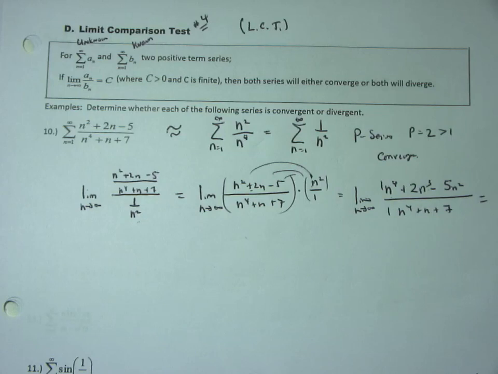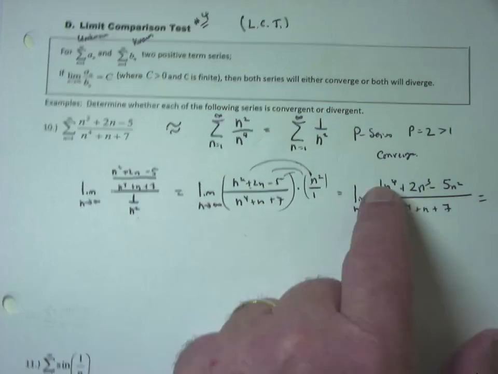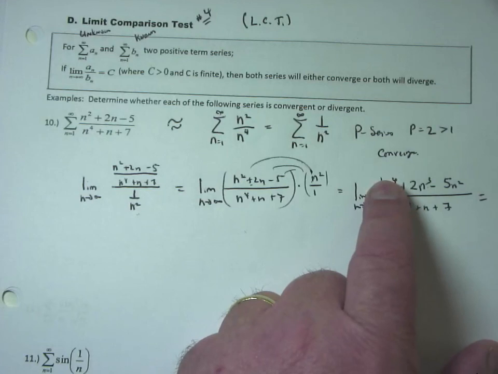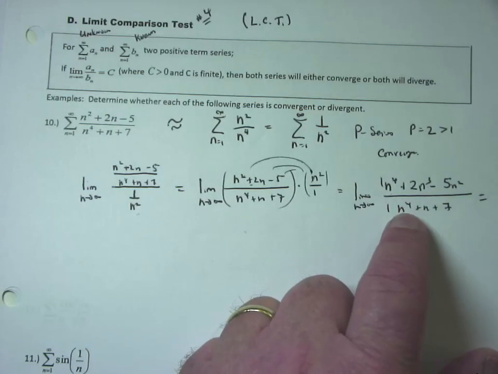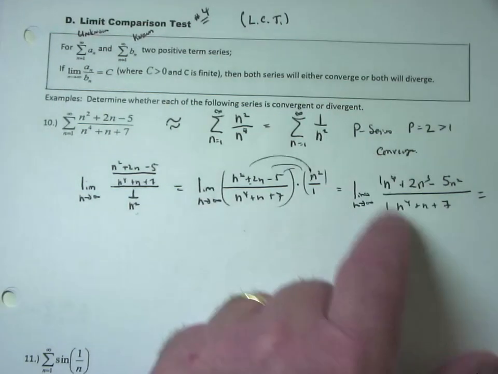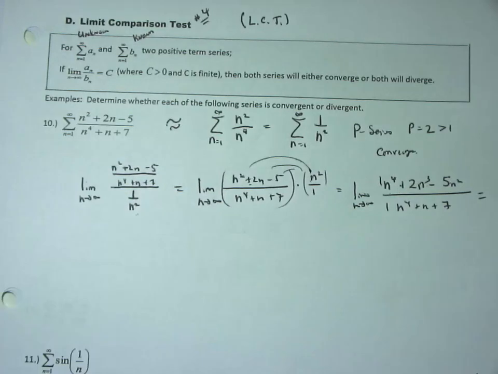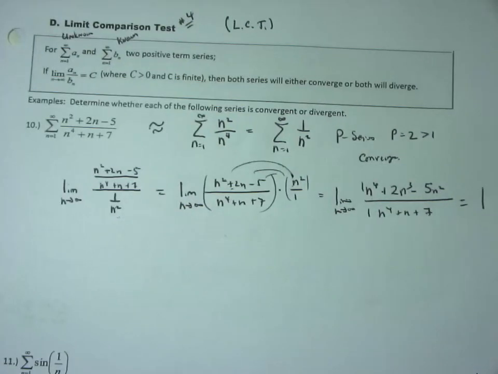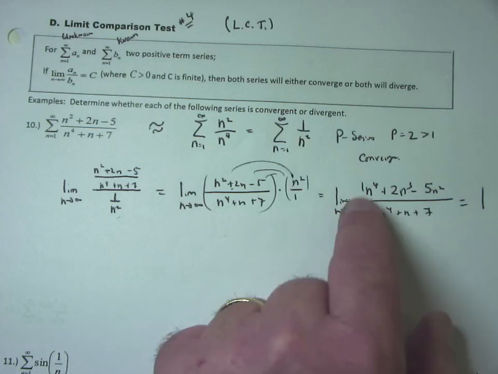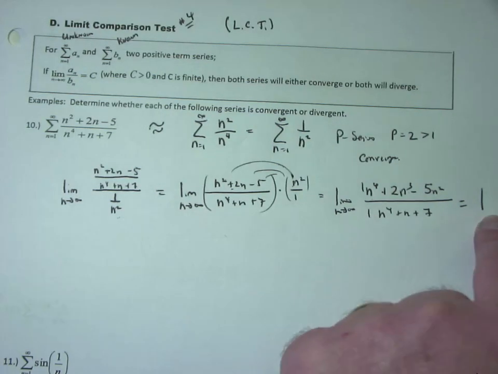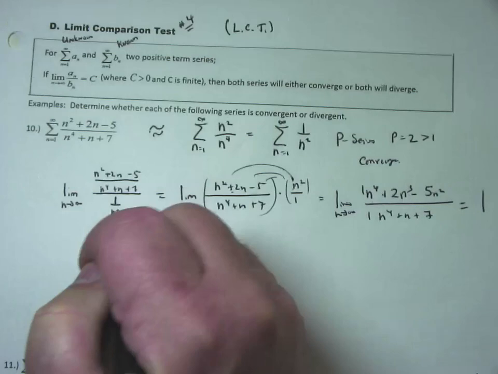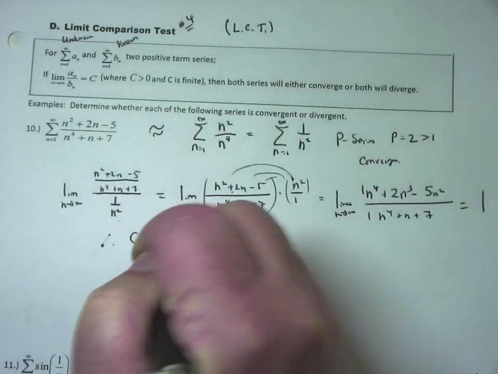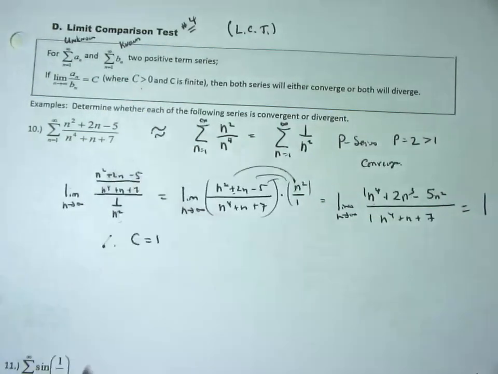This is Calculus 2. When the degree of the top is bigger than the degree of the bottom, you get infinity or negative infinity. When the degree of the bottom is bigger, you get 0. But when they're the same degree, and this is what's going to happen with this limit comparison test, because that's what you want to compare to, you're going to get the ratio of the leading coefficients. In this case, it's 1 over 1, which is 1. So this, therefore, C is equal to 1. That constant is not 0 and not infinity.